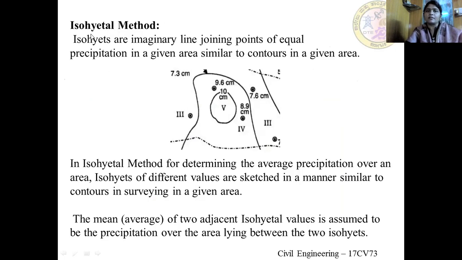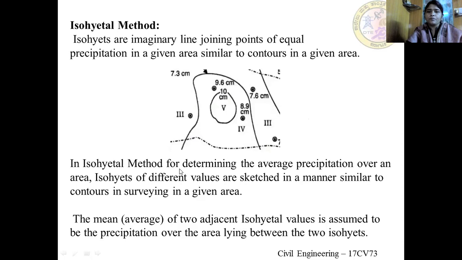Moving on to the next method, it is the isoheightal method. So what are isoheights? As we know, in surveying, you will have read about contours. So these isoheights are very similar to contours. They are the imaginary lines which join points of equal precipitation or points of equal rainfall in a given area, similar to contours. So where the rainfall is the same at points, they are joined with straight lines, and that is known as an isoheight.